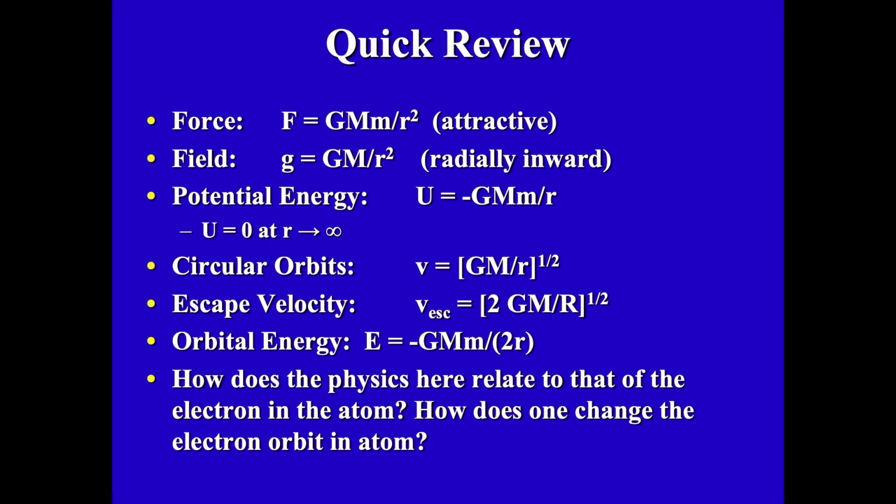How does the physics here relate to that of the electron in an atom? In other words, how does one change the electron orbit in an atom? We use the same ideas we talked about. If you want to change the orbit of the electron in the atom, you have to add energy to it to change the orbit. When you change the orbit, you're changing the angular momentum of the electron, and you're changing the energy.